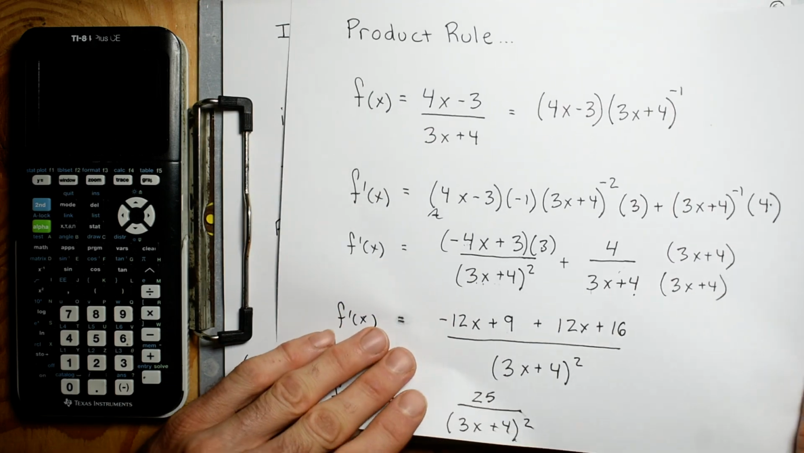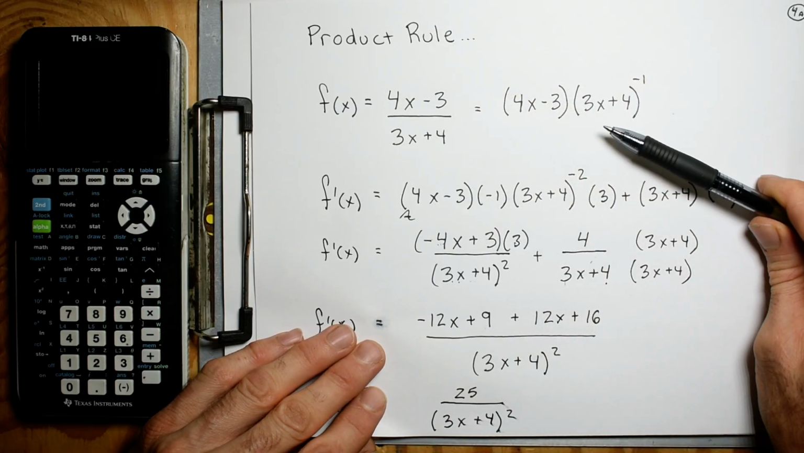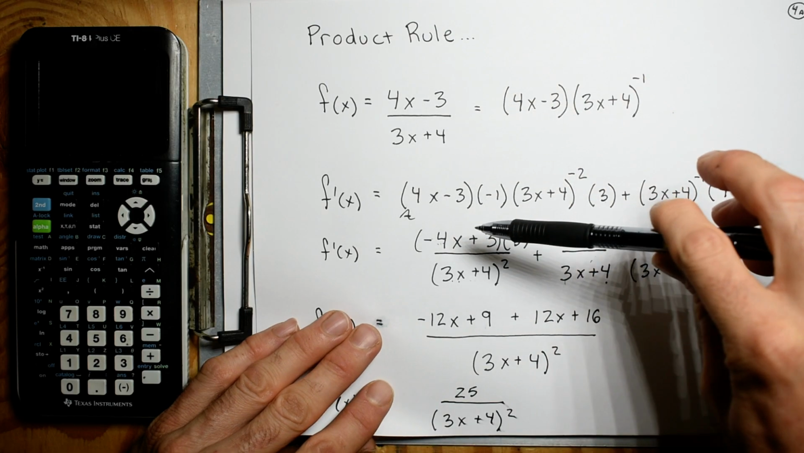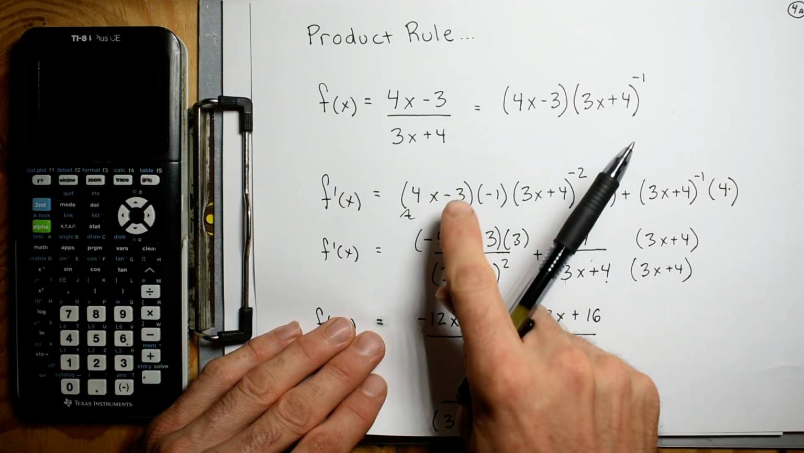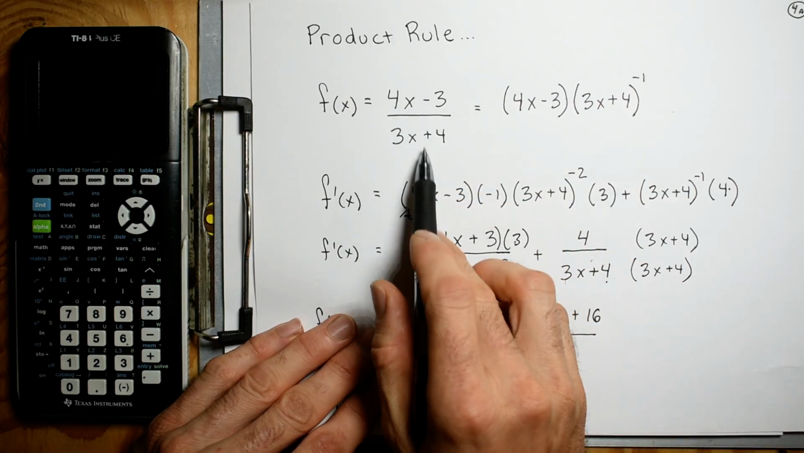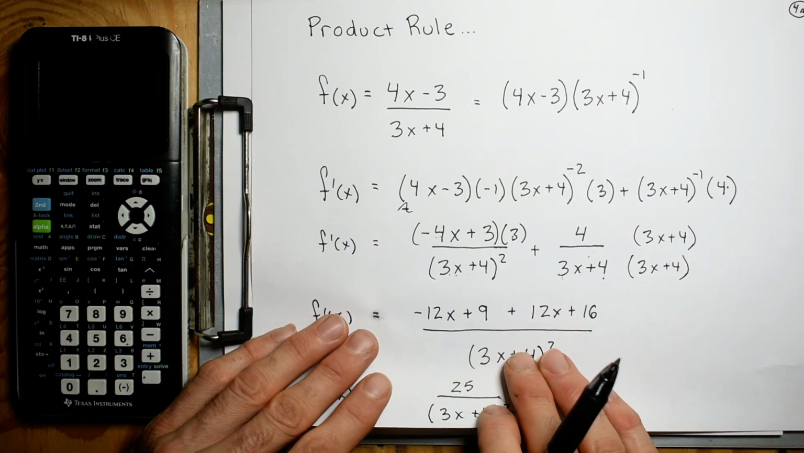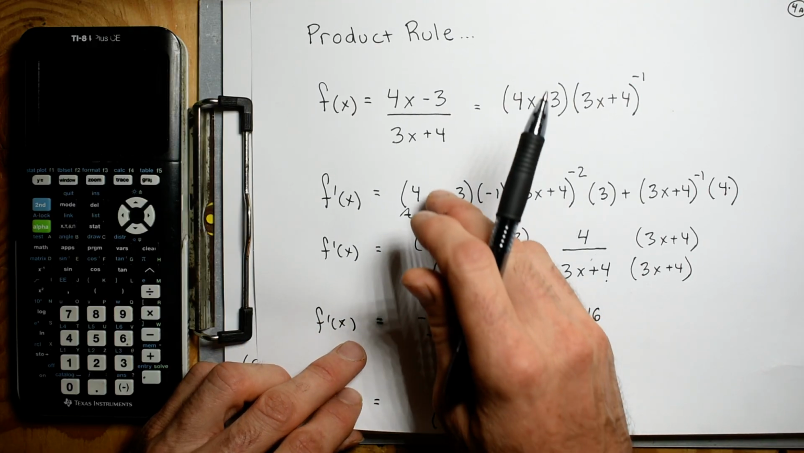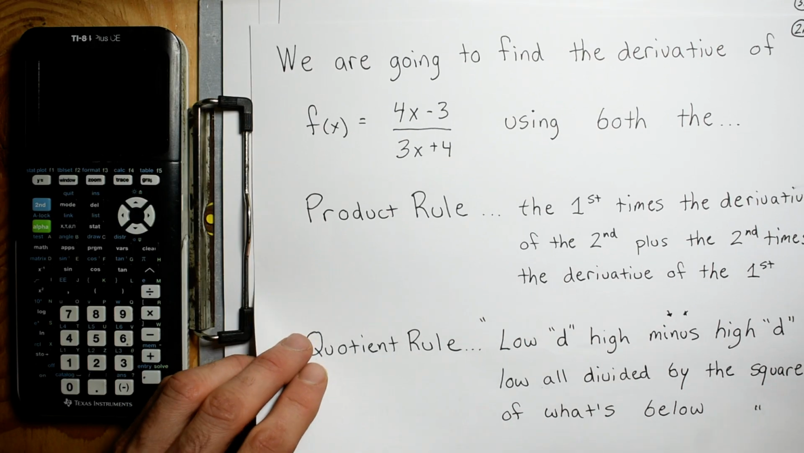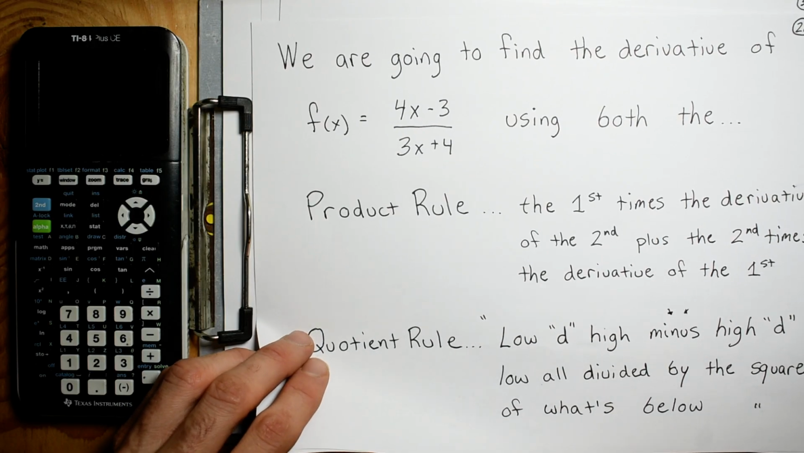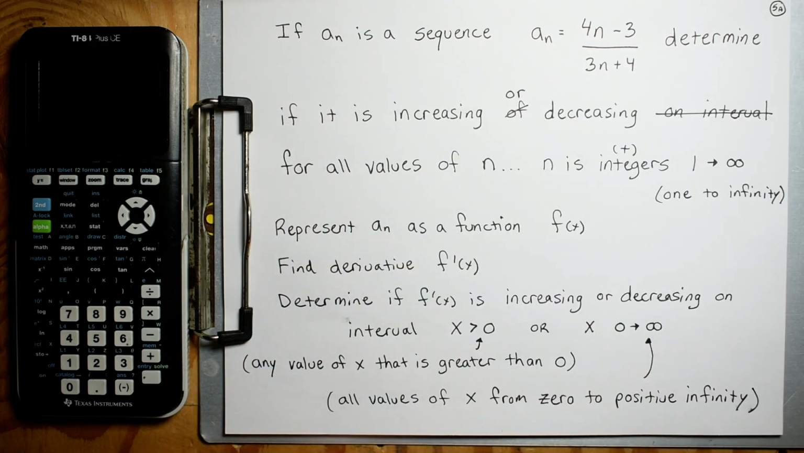And I love stuff like this because you can always double check your work. If you're using the product rule, double check it with the quotient rule. If you're using the quotient rule, double check with the product rule. And mainly if you have something that you could use the quotient rule on, maybe you forgot how it was. And I guess it's low d high. Hell yeah. So it is low d high minus high d low, all divided by the square of what's below. Okay, hell yeah.